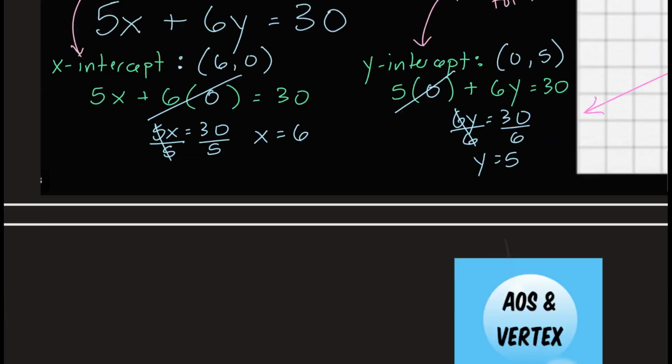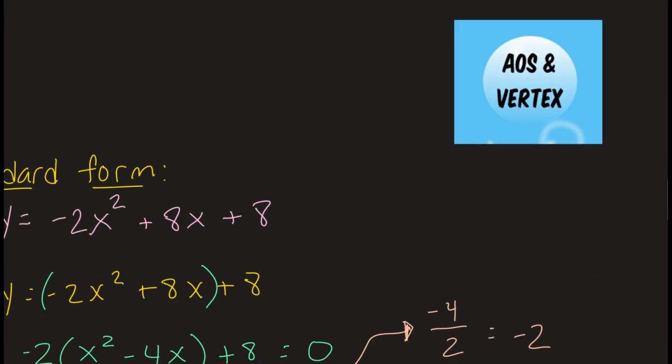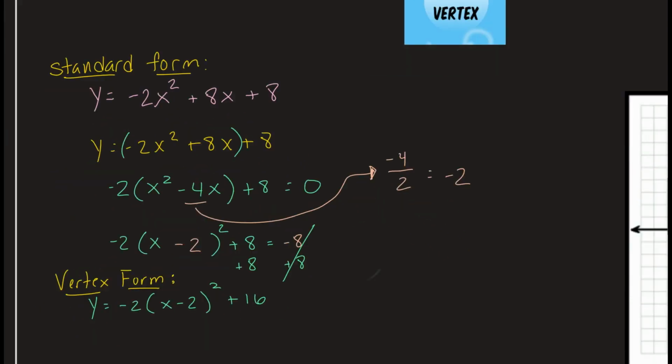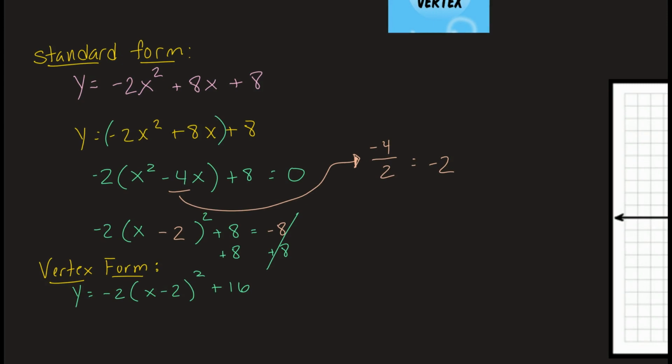Okay, last thing. We have axis of symmetry, AOS, and vertex. Now, in the video linked on the website, it had you taking this equation right there, and it went through converting that from standard to vertex form.